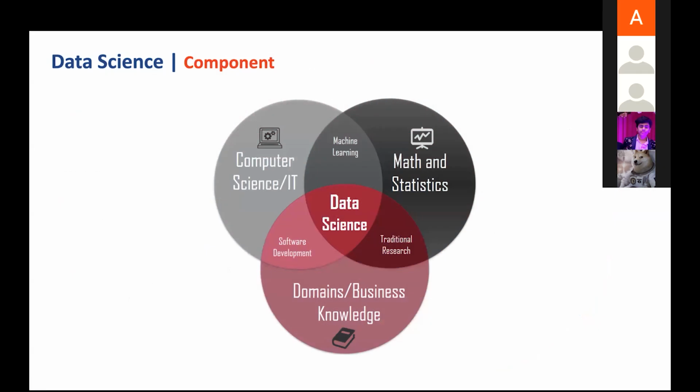Now let's talk about the components. As we've previously seen, if you want to be a data scientist, you have to know about math and statistics, business knowledge, and some programming languages. If I combine mathematics and computer science, it comes to machine learning. But domain knowledge and computer science alone is just software development, because there is no statistics.